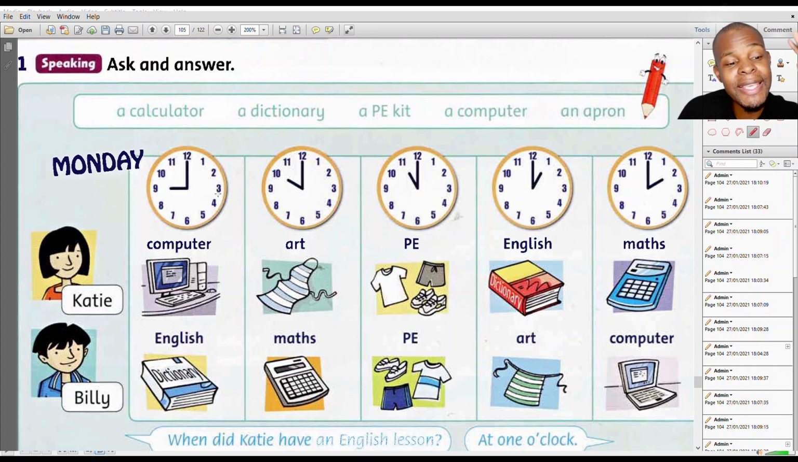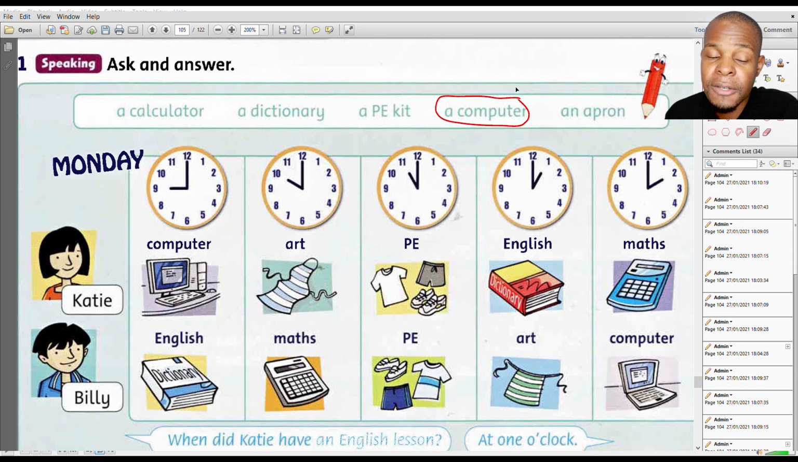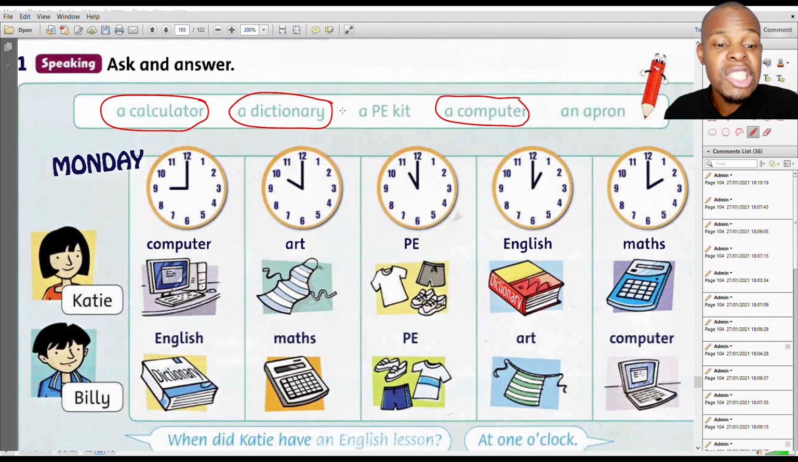So here we see a chart. On this chart you can see that these are different classes. Remember, I told you about computer class, art class, PE class, English class, and math class. In computer class, you use a computer. In math class, you use a calculator. In English class, a dictionary. PE kit, PE class. An apron in your art class.